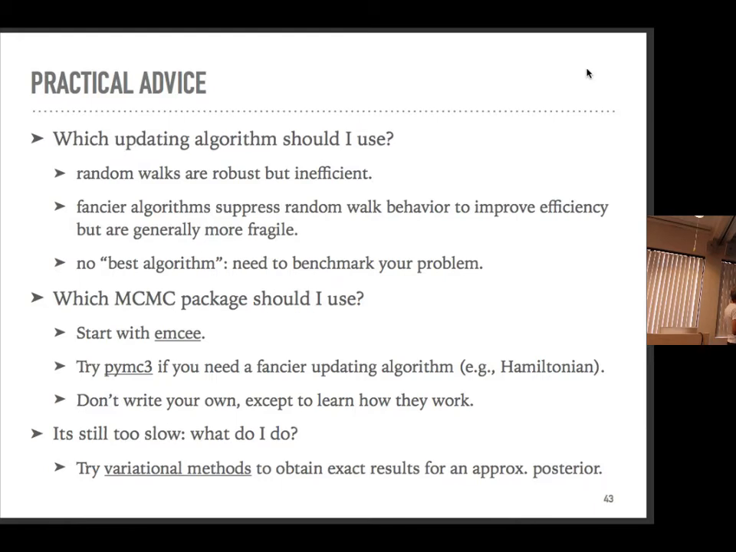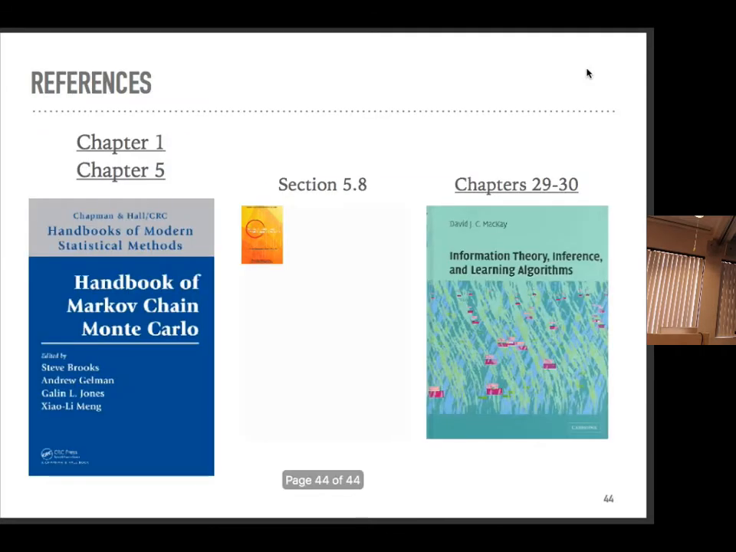Sometimes after you've tried all this, it's still going to be too slow. What should you do? If it's an order of magnitude, two orders of magnitude too slow, then you need to look at variational methods. Here's a good starting point. And remember, variational methods give you exact results from an approximate posterior, as opposed to MCMC, which gives you approximate results for an exact posterior. But in practice, you have to do a lot of work on paper to express your problem in the right way with this. But once you've done that, then it's very fast.